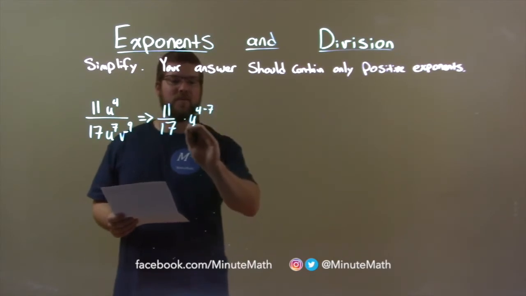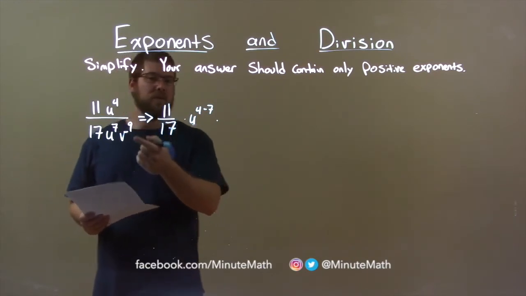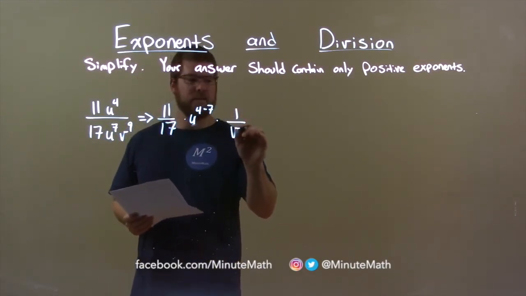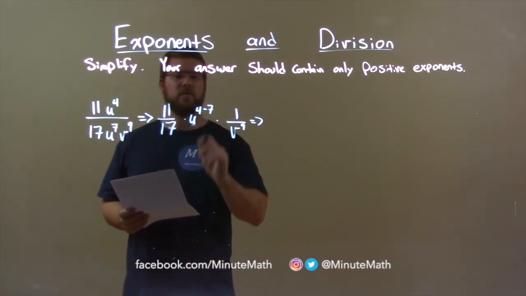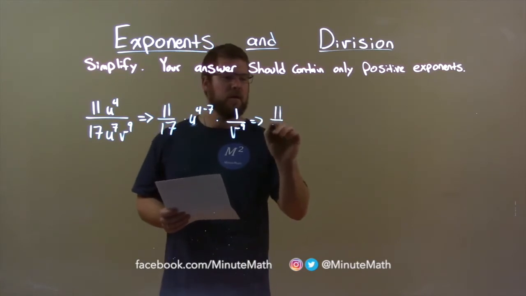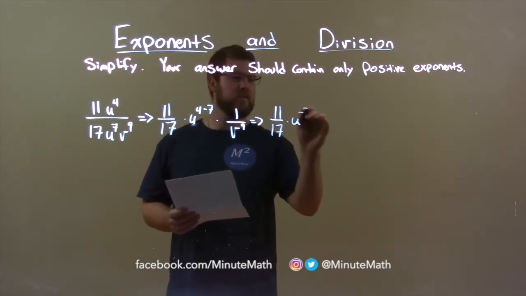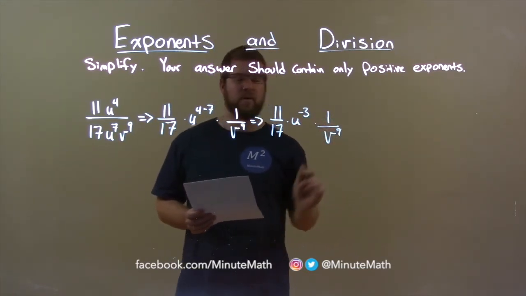Then we're multiplied by, well, v in the denominator is the only variable that's v, so it's 1 over v to the 9th power. Okay? Let's keep simplifying here. U to the 4 minus 7 is u to the, well, 4 minus 7 is minus 3. And we're still multiplied by 1 over v to the 9th power.